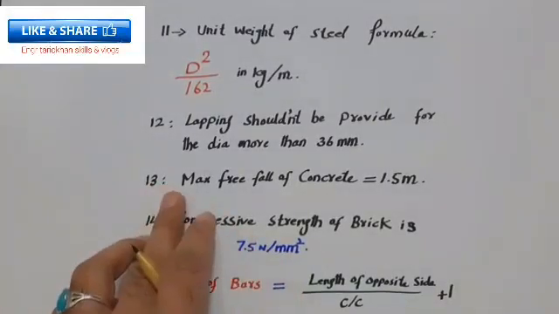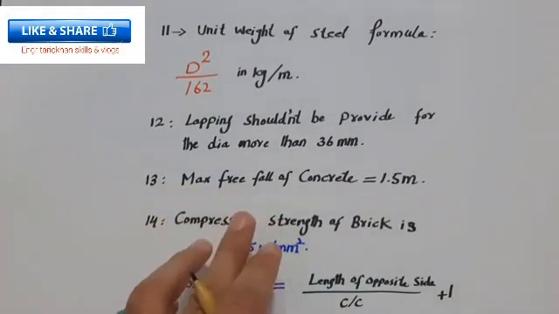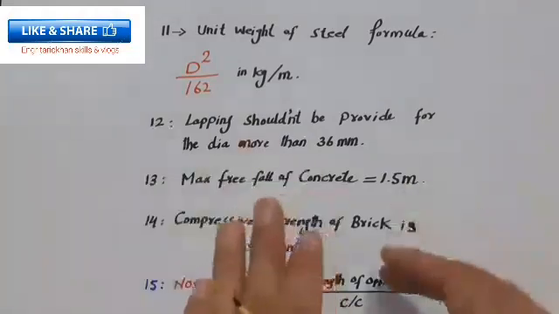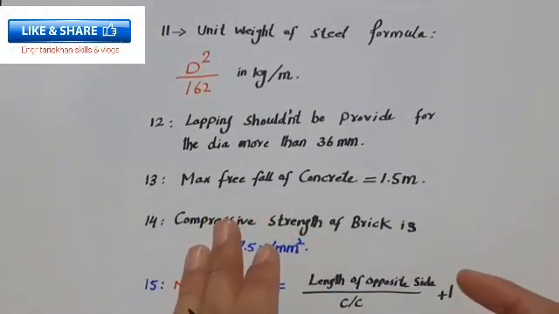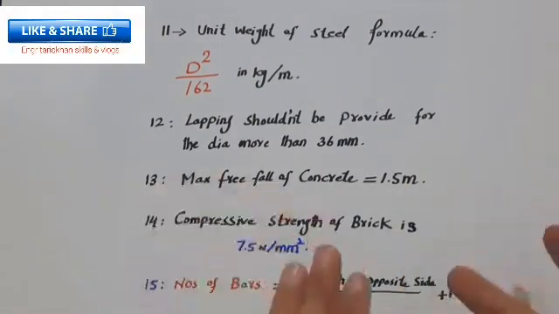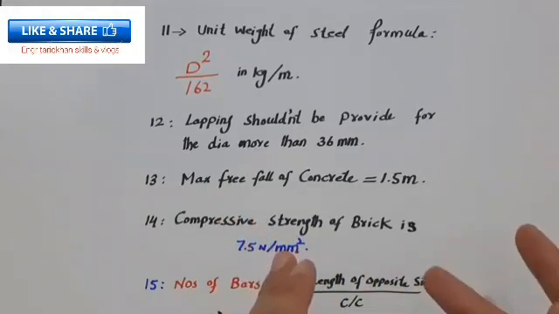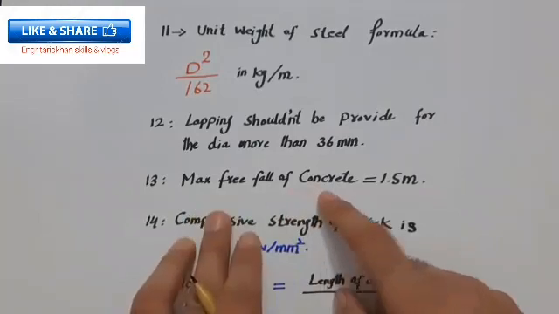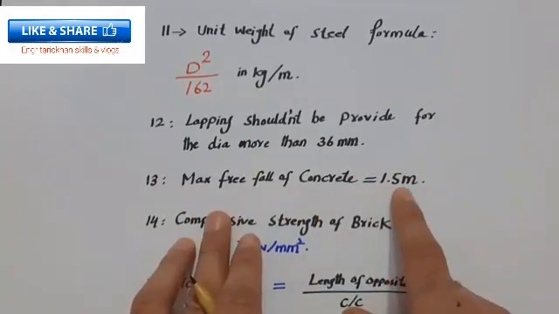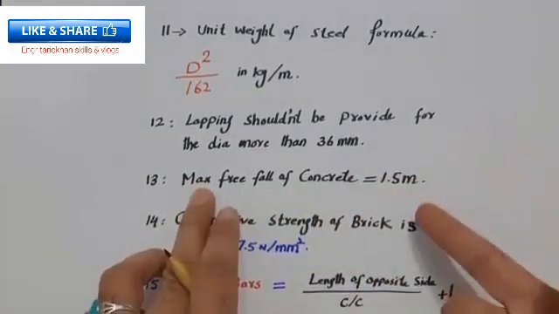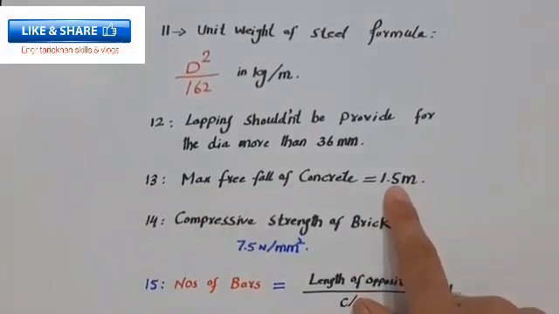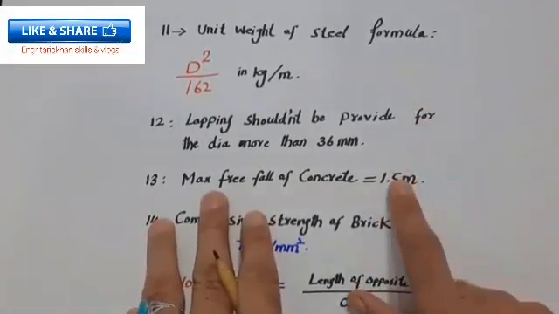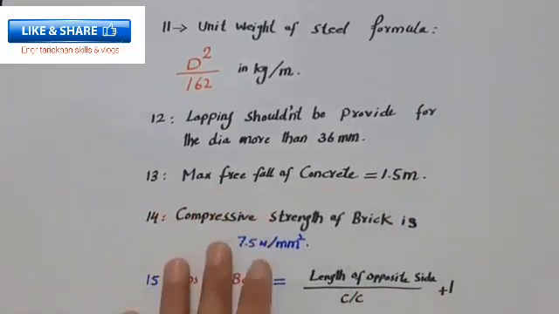Guys, the 13th one is max free fall of concrete. During pouring of concrete in slab or in any RCC member, the concrete height should not be more than 1.5 meters. So max free fall should not be more than 1.5 meter. Otherwise, it will cause bleeding, segregation, etc., and you will face problems.